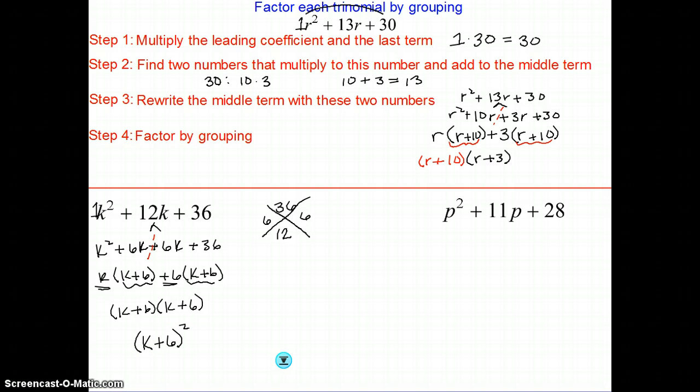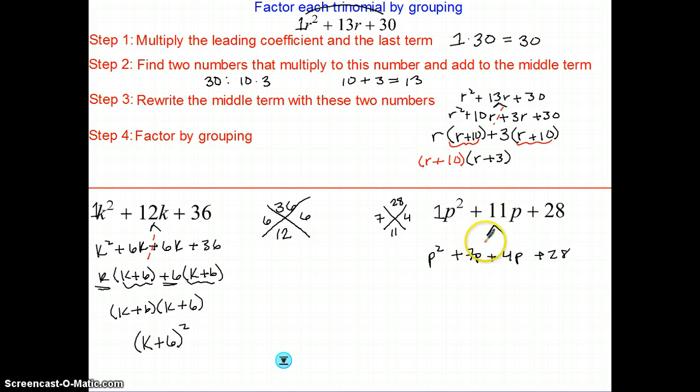To the right, I am multiplying to my leading coefficient, which is 1 times 28. I'm multiplying to 28, and I'm adding to 11. Two numbers that multiply to 28 and add to 11 are 7 and 4. So I split up my 11p as 7p plus 4p, and then I factor by grouping.